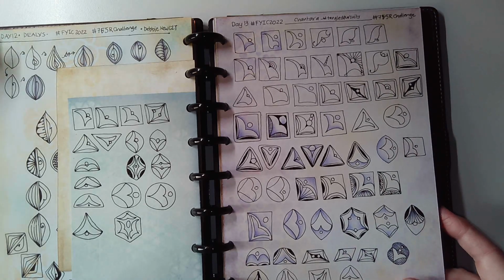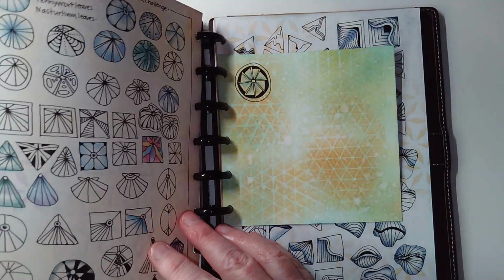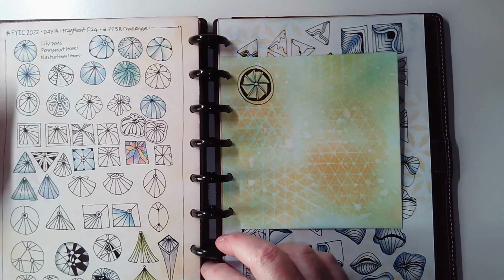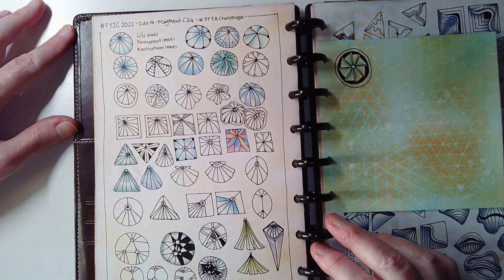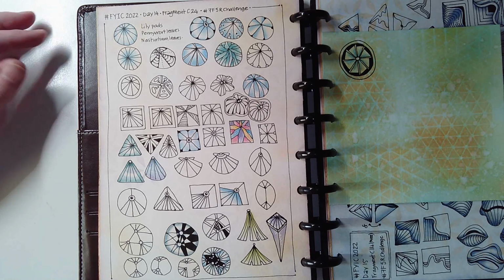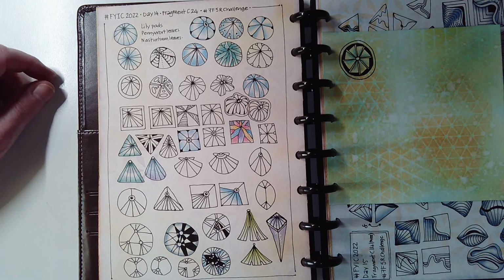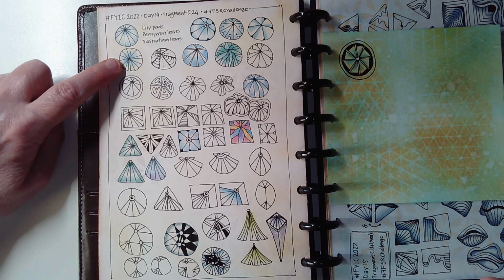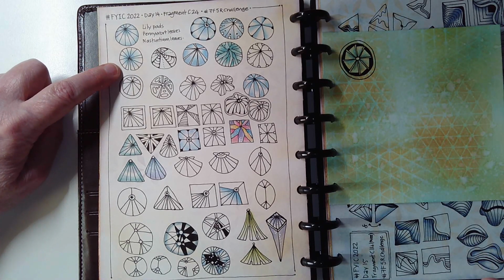The very last fragment, day 31. Just checking, that felt very thick. Day 14 was fragment C24, and it does remind me of lily pads or pennywort leaves and nasturtium leaves, but also if you look at the bottom of a mushroom, the gills. So I had to draw something that looked like a lily leaf.